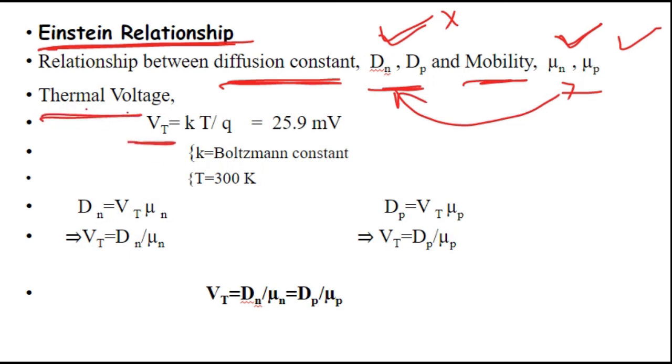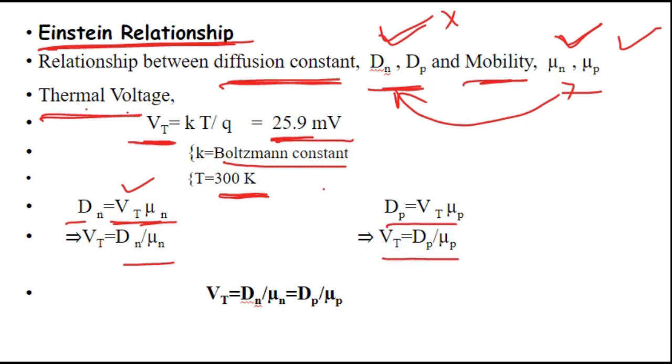So at room temperature, the thermal voltage represented as Vt is 25.9 millivolts. It is represented by the formula kT by q, where k is the Boltzmann constant and T is the room temperature, and the value of Vt at room temperature is 25.9 millivolts. So your Dn and μn are related with the help of Vt, that is Dn is equal to Vt times μn, or Vt is equal to Dn by μn. Similarly your Dp is Vt times μp, and Vt is Dp by μp. So we can get a common formula, Vt equal to Dn by μn, which is equal to Dp by μp.